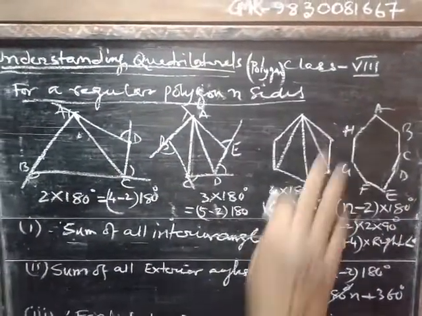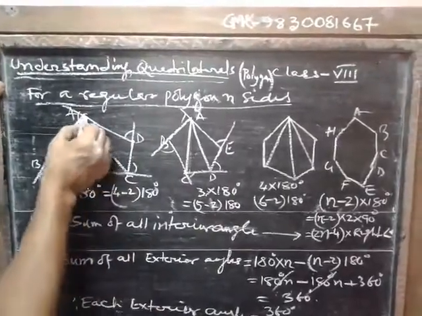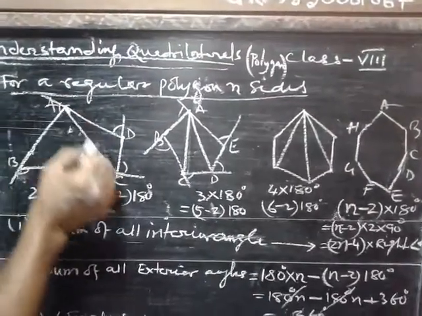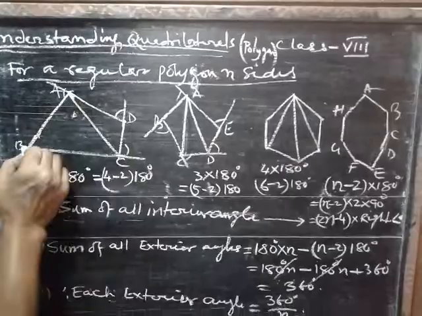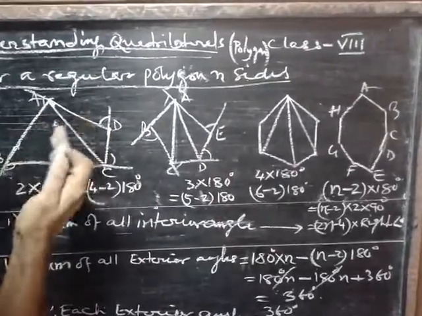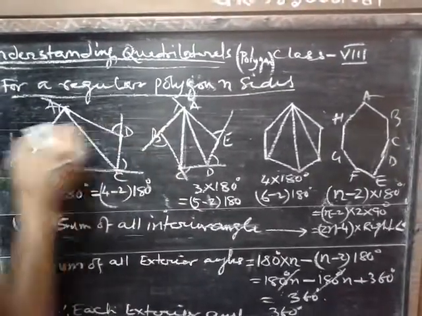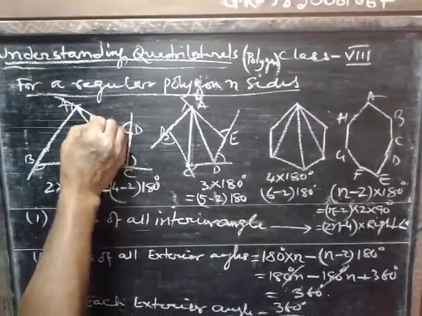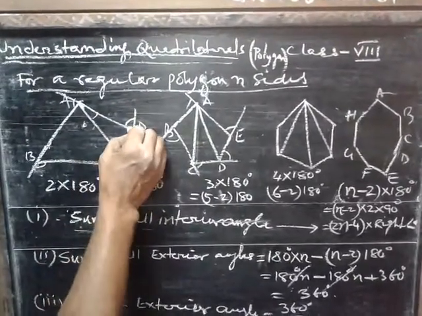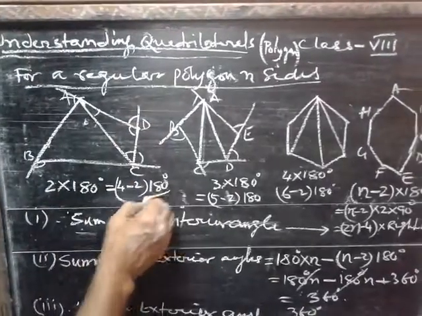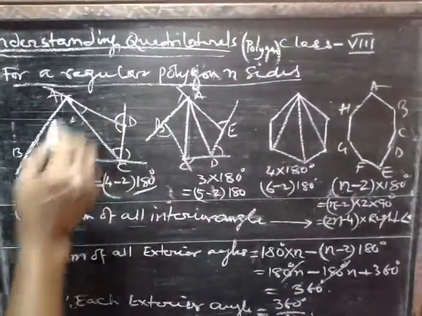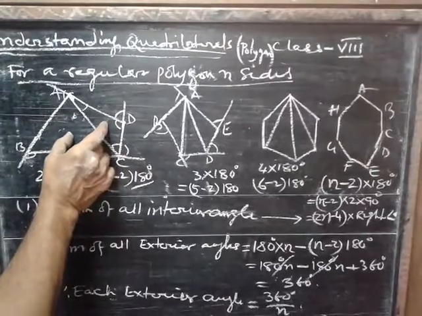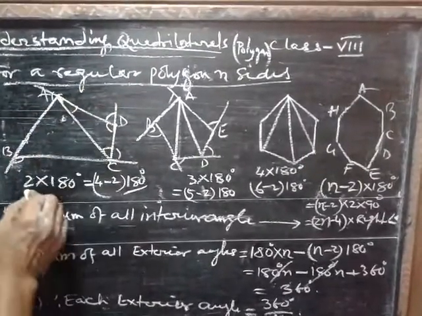Now if I draw one diagonal here, see this quadrilateral ABCD is divided into two triangles. We know that the sum of the interior angles of a triangle is 180 degrees. So there are two triangles here, and the total angle will be 2 into 180.